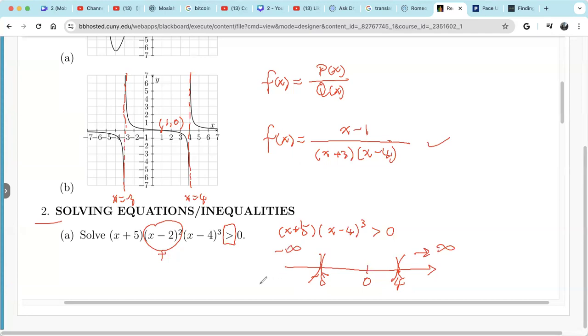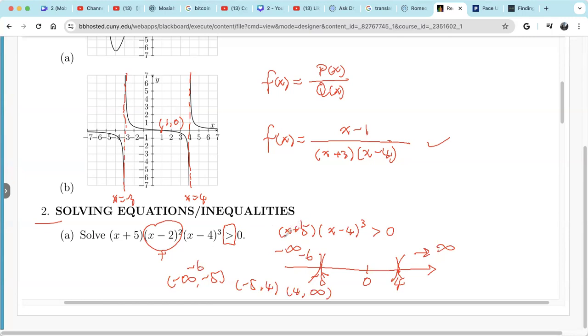So consider these 3 intervals: from -infinity up to -5, then from -5 up to 4, then from 4 up to +infinity. In each interval, we pick a value. In the first interval, maybe we'll pick -6.